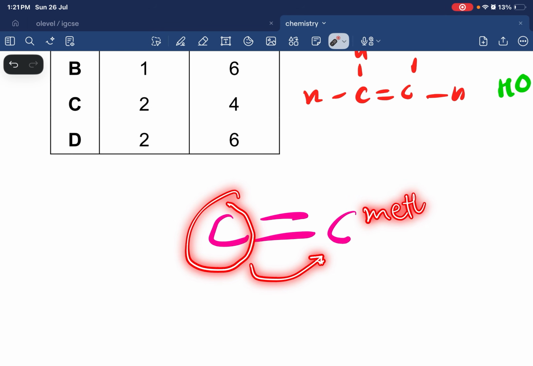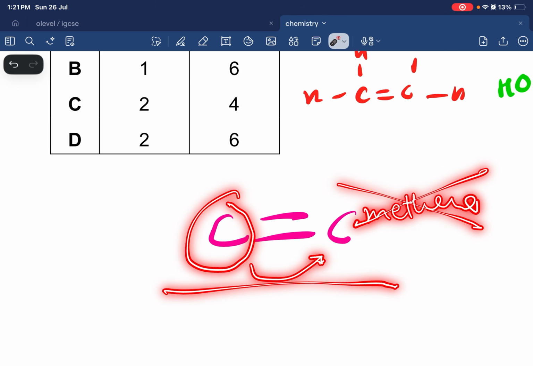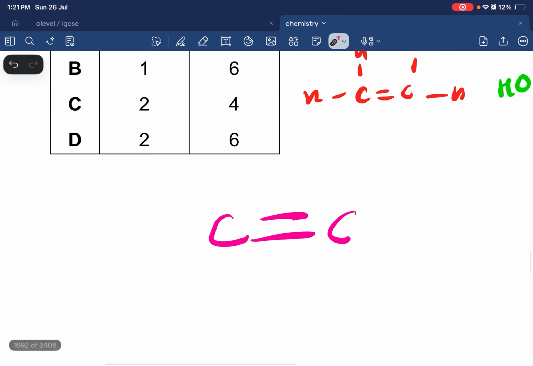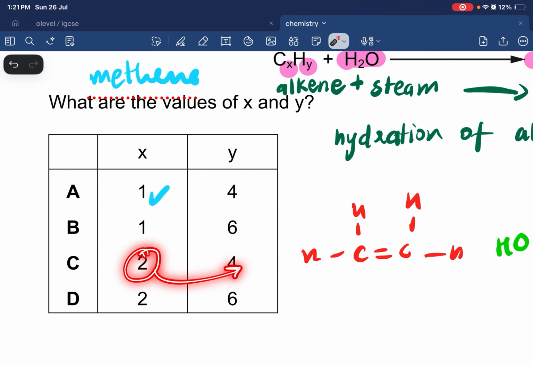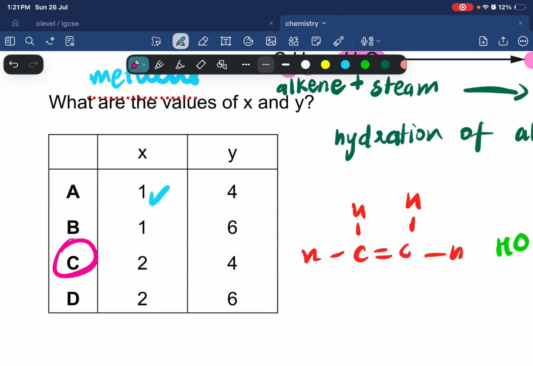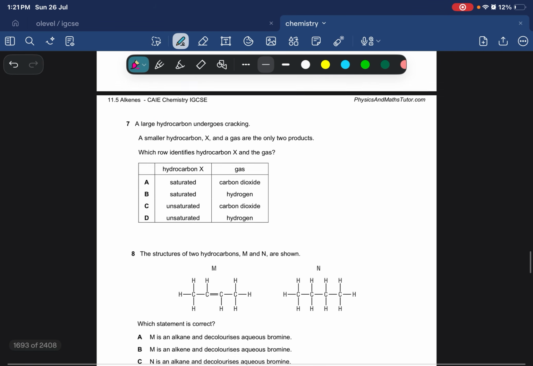Methene, the alkene with one carbon, is impossible. Why? Because at a minimum, you need two carbons to make a double bond between them. So one carbon is not possible. It's definitely going to be two, and if it's two, then your hydrogens should be double, because in alkenes the hydrogens are double the carbon atoms.